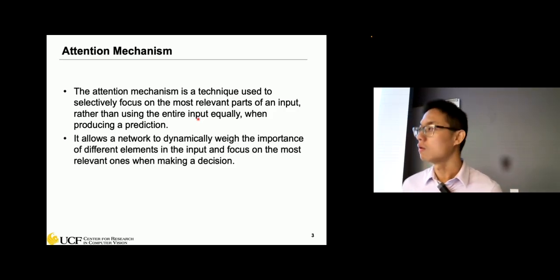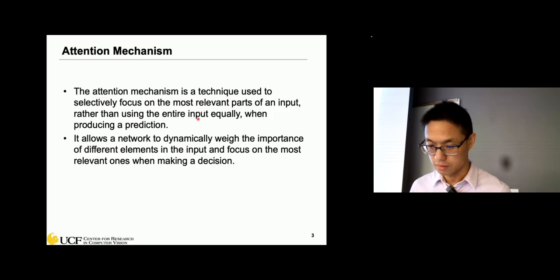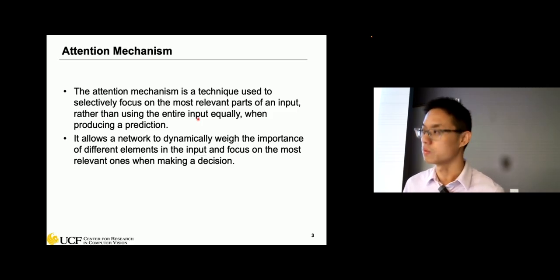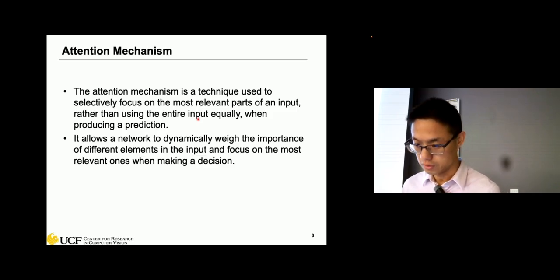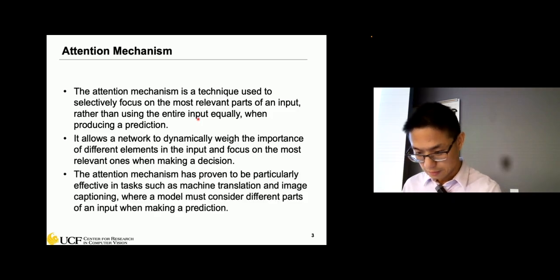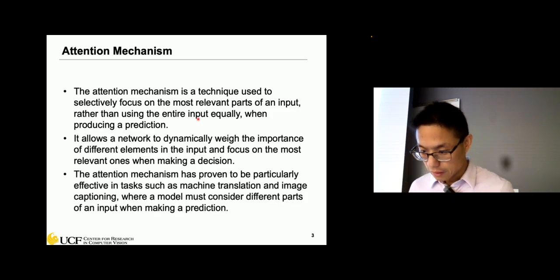It will allow a network to dynamically weigh the importance of different elements, right? So we want to assign a higher weight to the pixels or the tokens, if we're doing sequence modeling, that are most important. But less important ones, we can assign smaller weights, right? So we don't take too much of that information into account.